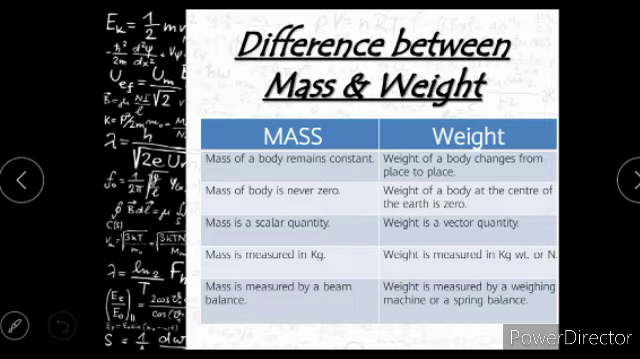Mass of a body is never zero. Weight of a body at the center of the earth is 0. Mass is a scalar quantity, weight is a vector quantity. Mass is measured in kg, weight is measured in kg weight or Newton. Mass is measured by a beam balance. Weight is measured by a weighing machine or spring balance. So I hope you have understood the difference between mass and weight.